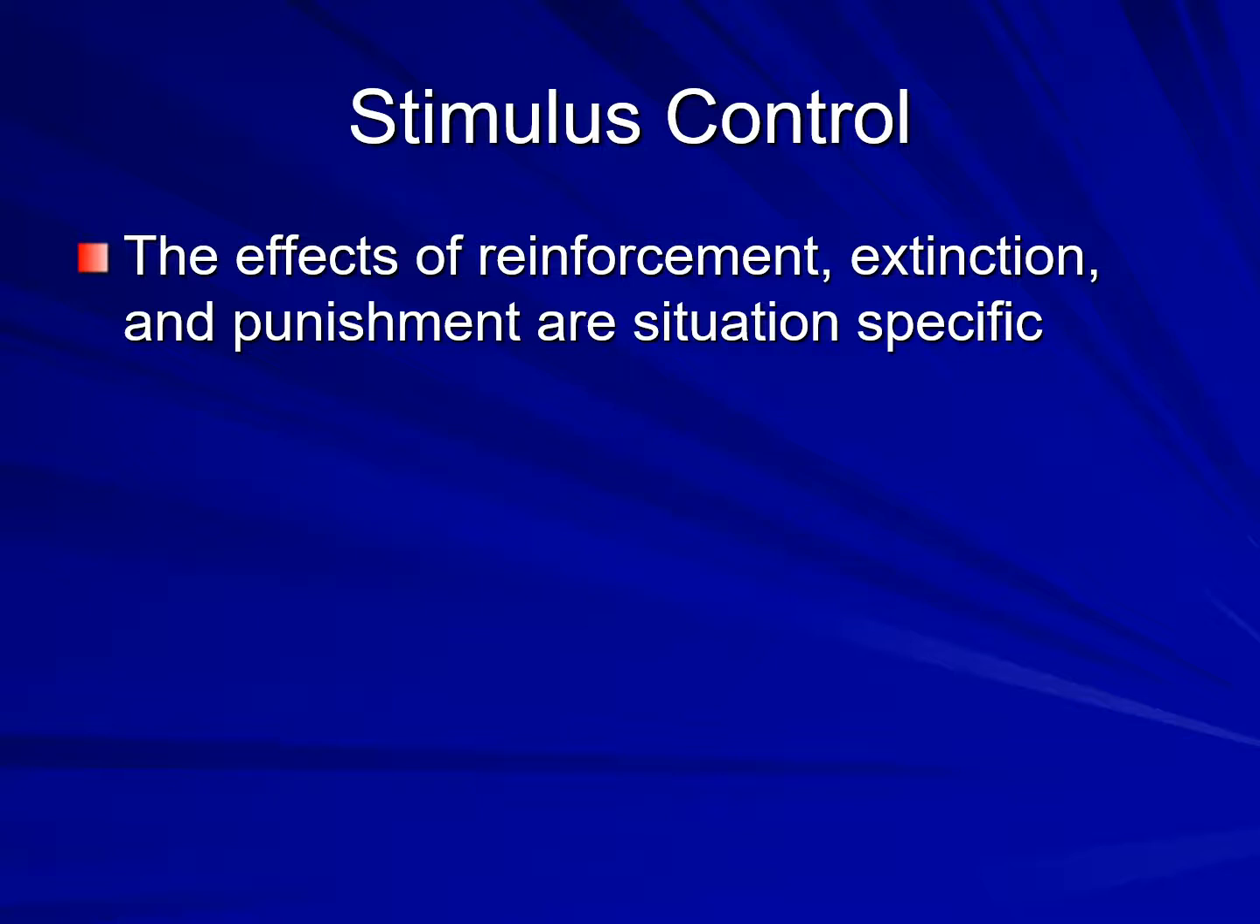So, for instance, in my example with the Krispy Kreme donuts, when the red donut sign is on, that means if you go in and ask for hot donuts, you'll get hot donuts. When the red donut sign's off, that's an S delta. You can go in and you can ask for hot donuts, but that behavior is not going to result in getting hot donuts.